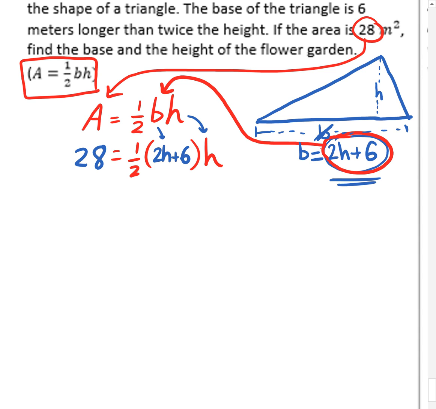But I think we're good now. Alright. So I have 28 equals 1/2 times 2h plus 6 times h. Okay, it's up to you now.